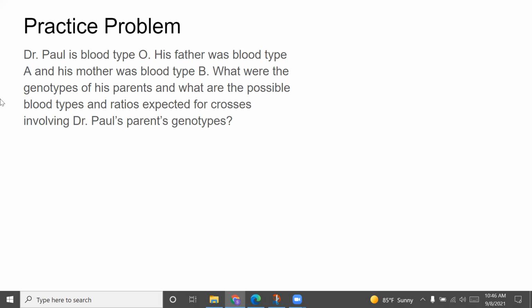Dr. Paul has blood type O. His father was blood type A, and his mother was blood type B. What were the genotypes of his parents? And what are the possible blood types and ratios expected for crosses involving Dr. Paul's parents' genotypes? So we got to work backwards, right? So we'll work this one over here. Again, sorry, Xander, that you can't see me, but try to hang in there with my explanation of what I'm saying.